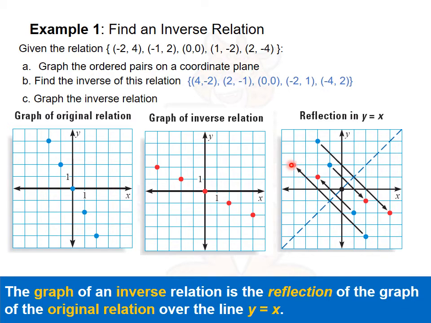We can think also of this relation in the other way. Every point on the inverse is also reflected, so every point is reflected across the line y equals x.